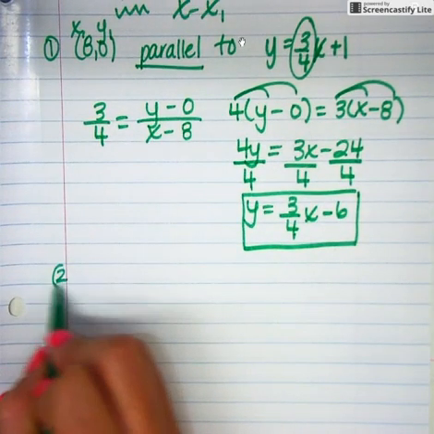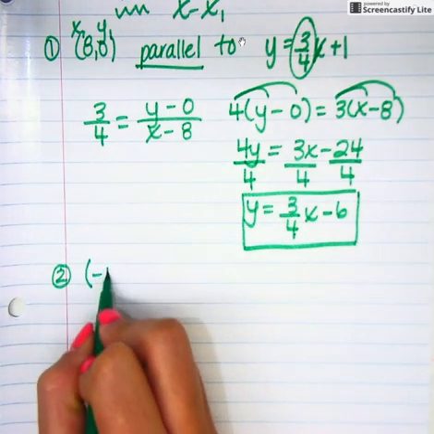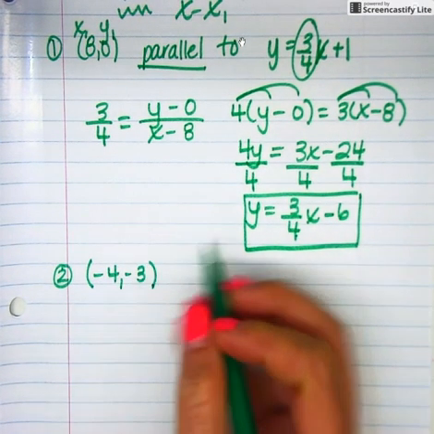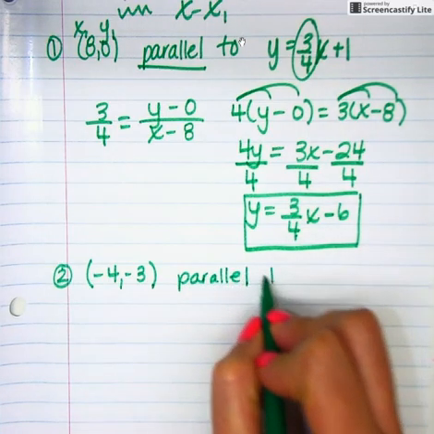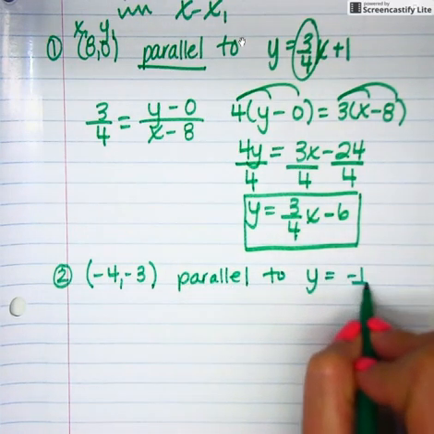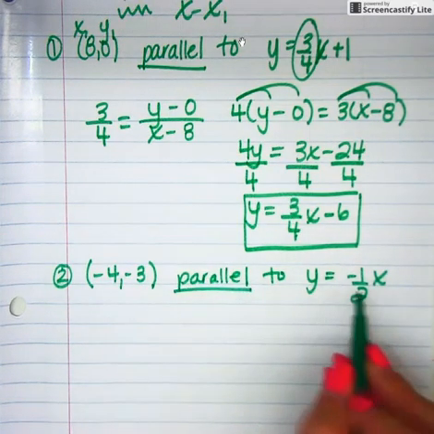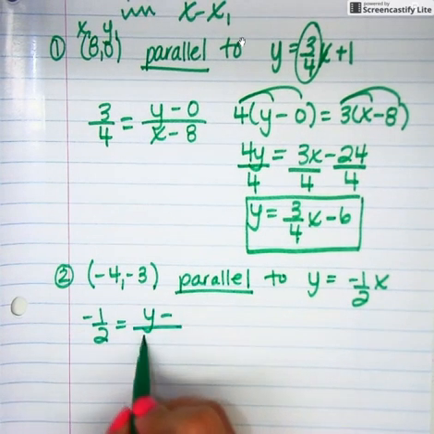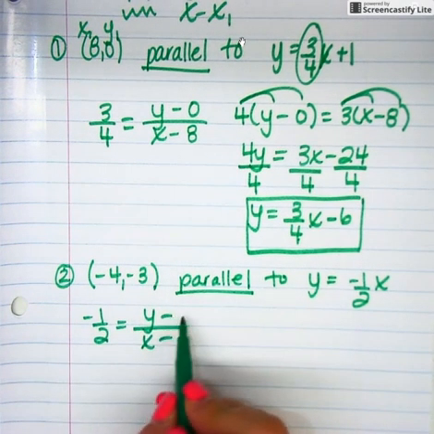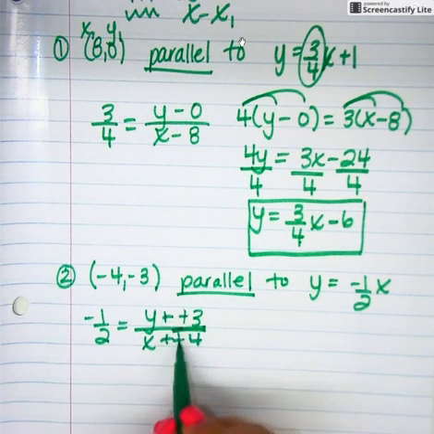All right, problem number 2 tells us that the ordered pair is -4, -3, and it is parallel to y equals -1/2 x. Once again, since it is parallel, it's going to be the same slope. So I'm going to start off with -1/2 equals y minus over x minus, and fill in our ordered pair numbers. Plot, plot, fizz, fizz on both of those.